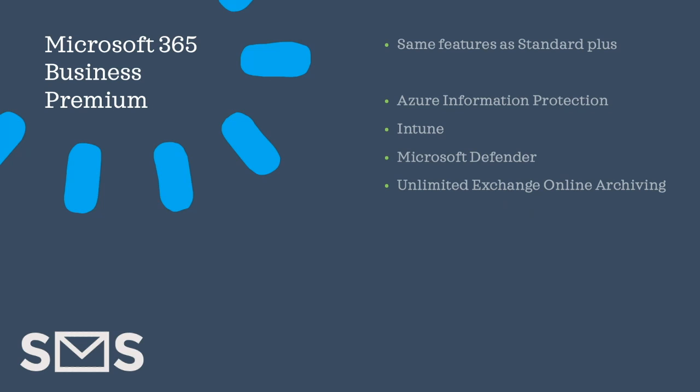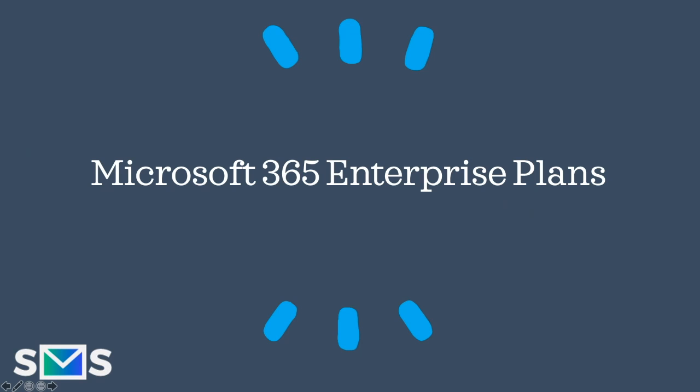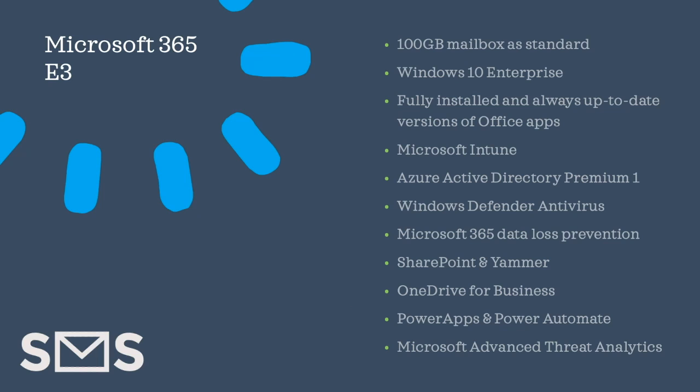So they are the business plans that are available. We're going to move on to enterprise plans now, and these are obviously aimed at bigger organizations and larger businesses. So the first plan that we provide is 365 E3. Now E3 will provide you with a 100 gig mailbox as standard. It will also provide you with a license of Windows 10 Enterprise, so you do get a copy of Windows with it as well that you can install.